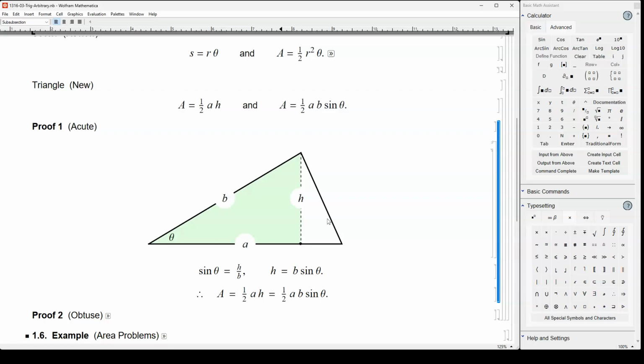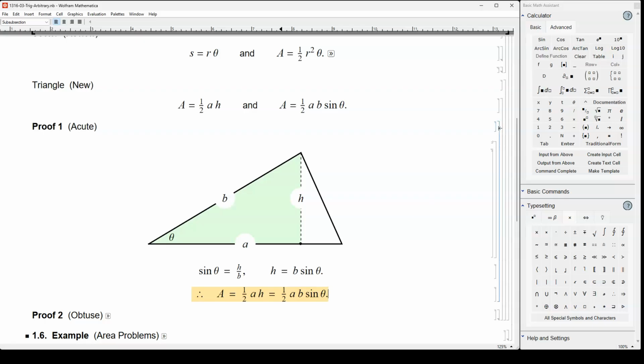So here's an acute triangle, and everybody can see that the area is 1/2 A times H, base length times height divided by 2. But from this right angle trigonometry and this green right triangle, sine of theta is H over B, vertical over hypotenuse. Flip this denominator B over to the other side, and we have H is B times sine of theta. So replacing H with B sine of theta and simplifying, that's how we get the second formula.